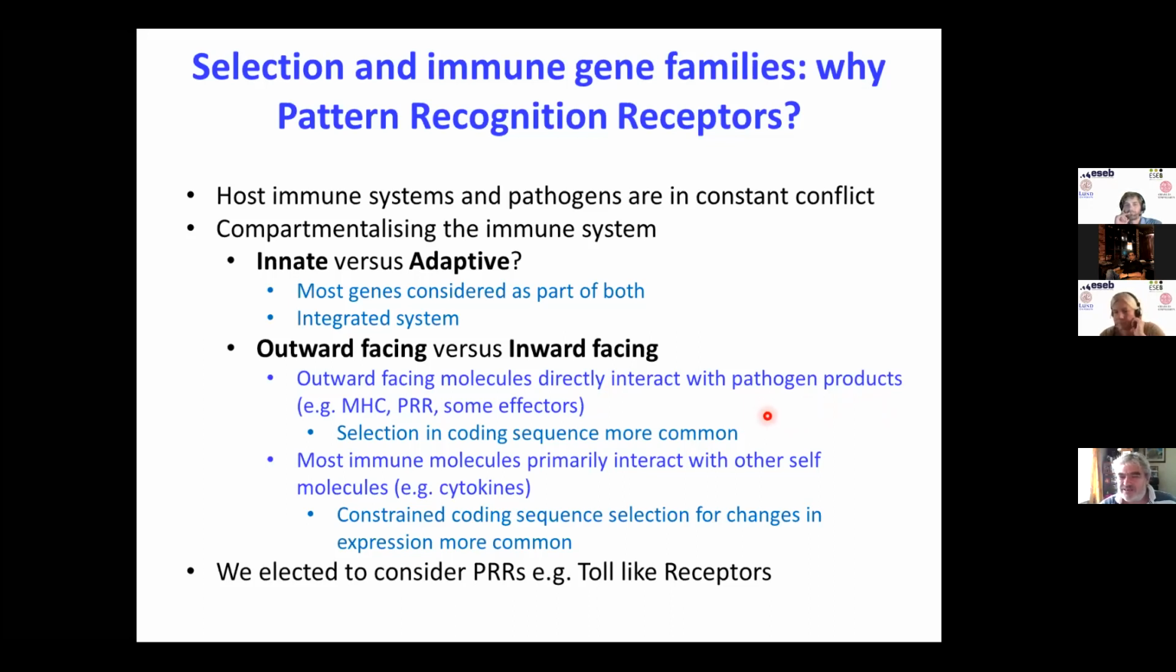Often there we can see signatures of selection in the coding sequence, much more commonly than with other molecules. That isn't to say that selection doesn't act on some of the inward-facing molecules and genes. The problem is that most of the inward-facing genes are really constrained because they primarily interact with other self molecules, such as cytokines with their receptors. That means their coding sequence is really constrained. And when we think about selection that's effective in controlling pathogens, it's more often that we see changes in expression rather than coding sequence changes.